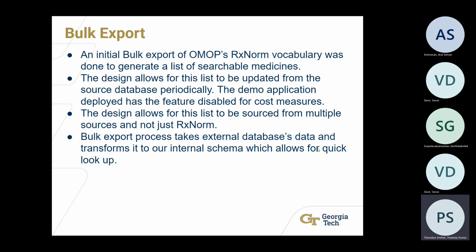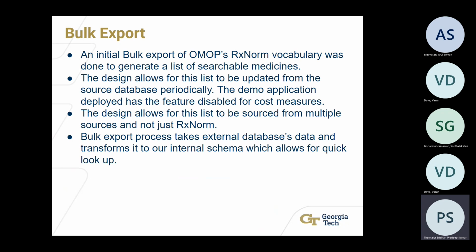The first primary feature of this application is bulk export. This goes against the OMOP RxNorm vocabulary and pulls an approved list of medications that are then stored in the local repository for easy access and better performance, so that when a user performs a search, we don't go to the server every time.